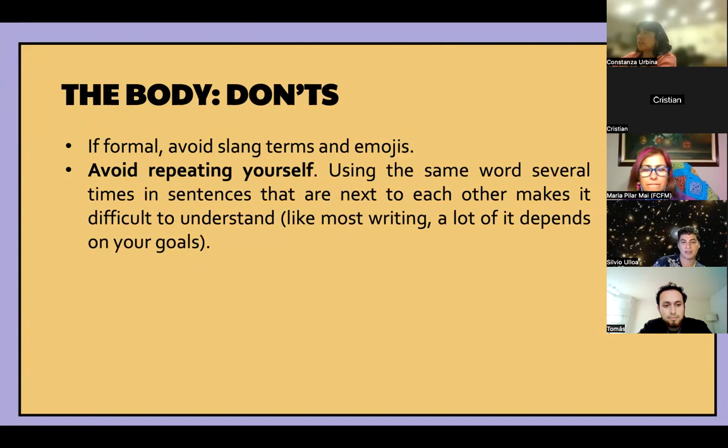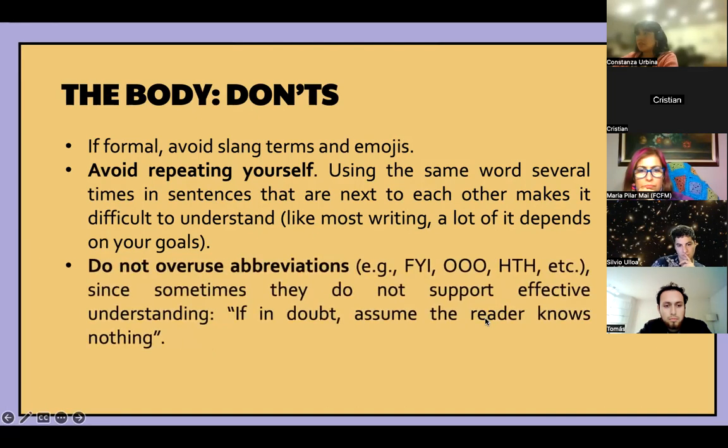Like most writing, a lot of it depends on your goals. For example, you are writing and you choose the word confuse, and then you use confusion. So instead of using confusion, or recommendation, try to use a synonym. Because if you use the same choice of words, it will sound like you are repeating yourself. That is why specificity is key, to the point. English works differently from Spanish. In English, go to the point.